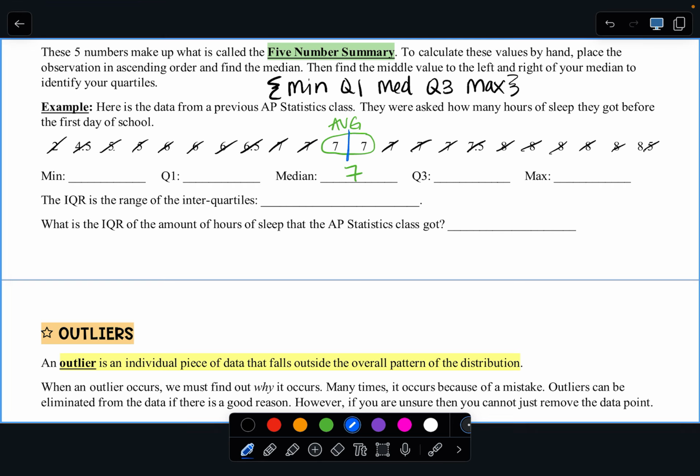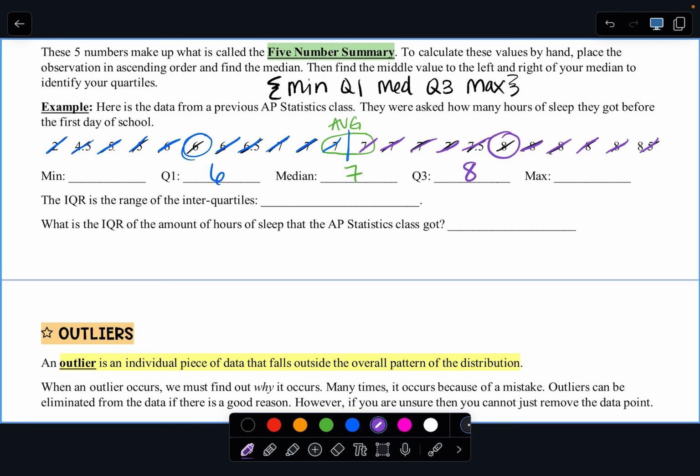Those are our quartiles. So I'm going to go in 1, 2, 3, 1, 2, 3, 2, 1, 2, 6. So my quarter 1 ends up being 6. And then I do the same thing on the top. 1, 2, 3, 4. 1, 2, 3, 4. 1, 2. Quarter 3 ends up being 8. So that represents the 25th percentile, the 50th percentile, and the 75th percentile.